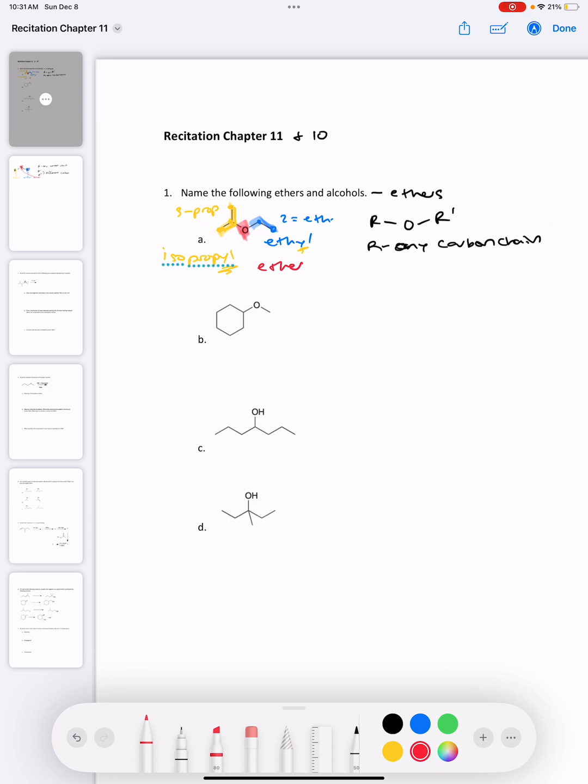And now we combine them all. I don't know if there's officially rules about if these are supposed to be in alphabetical order or not, but just in case you can always do that, A, B, C, D, E, F, G. So to combine them all in alphabetical order, it'd be ethyl isopropyl ether. So hopefully you followed that way of doing the common name.